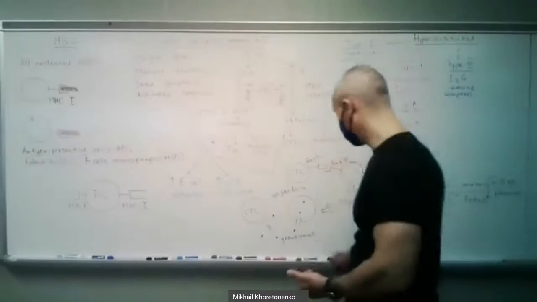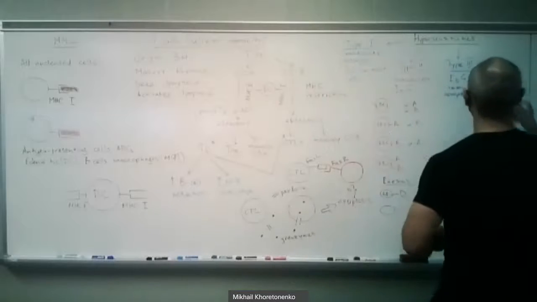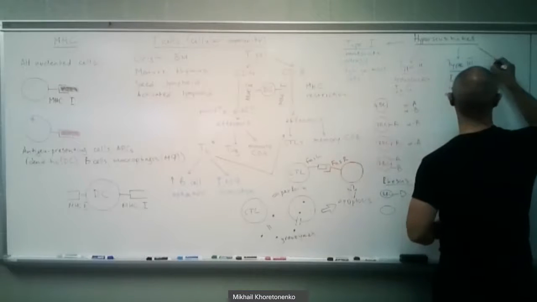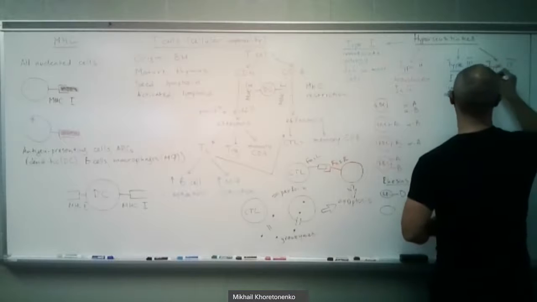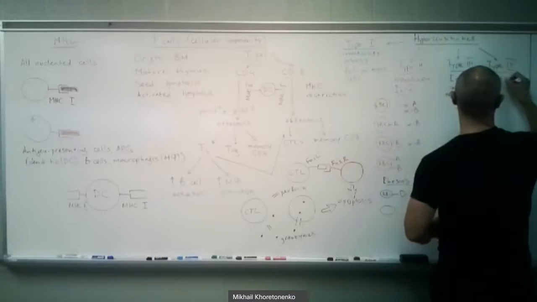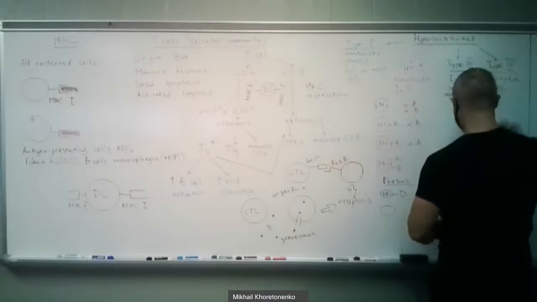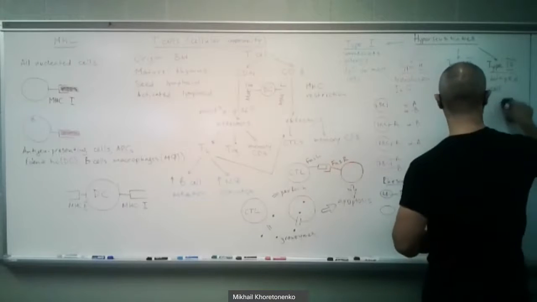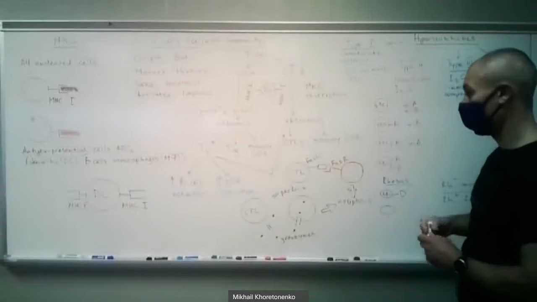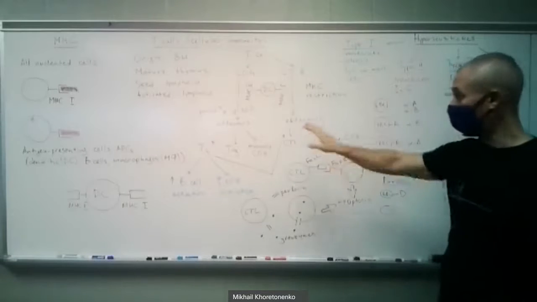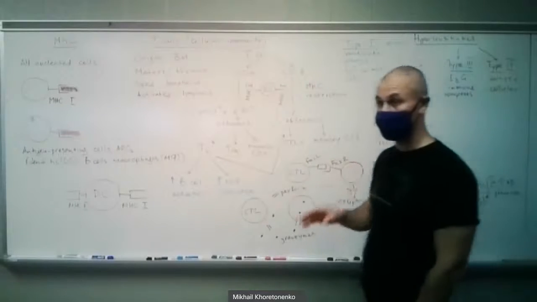And finally, the fourth type is called delayed-type hypersensitivity. It's a cellular hypersensitivity, mediated by cellular responses. Now, that's actually pretty good. I can use this picture.